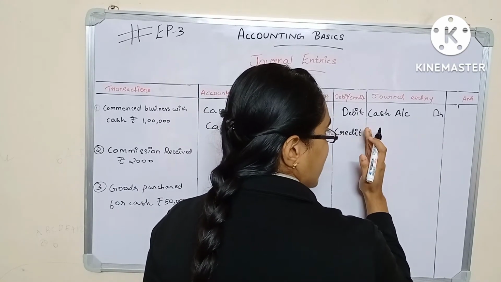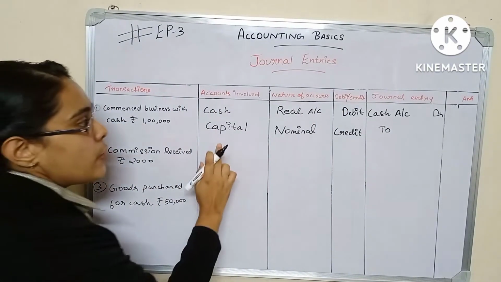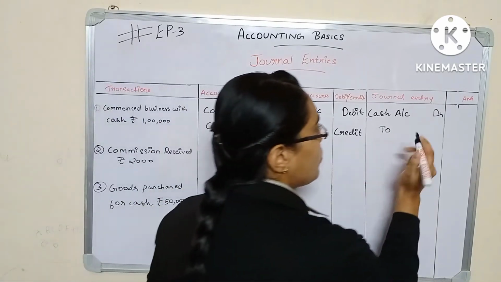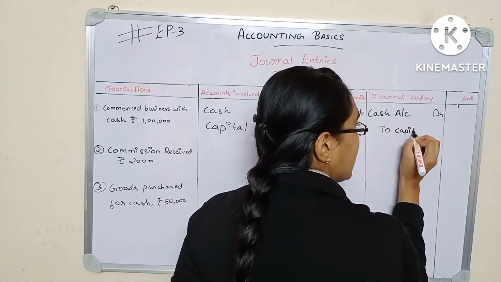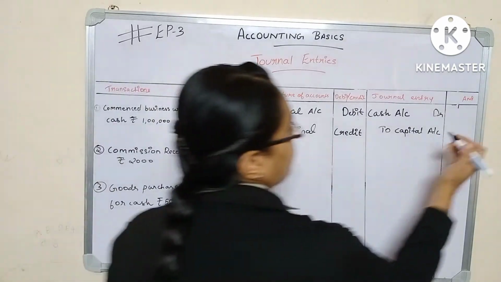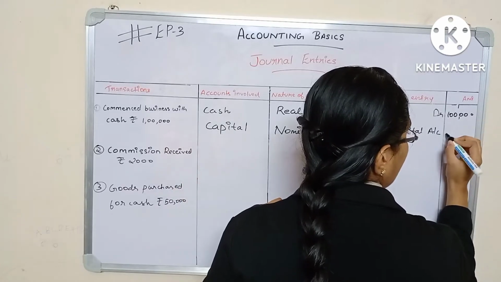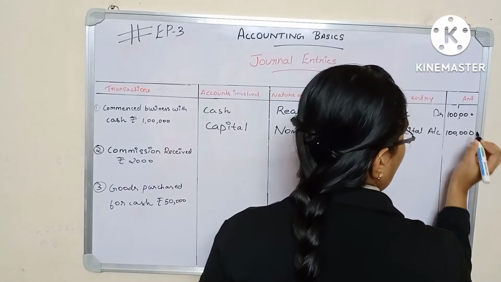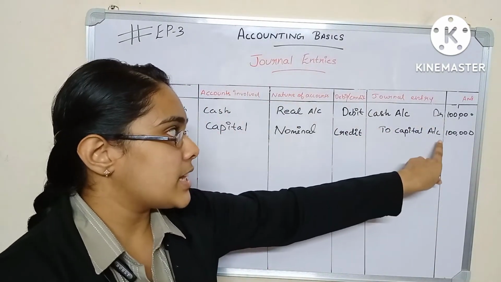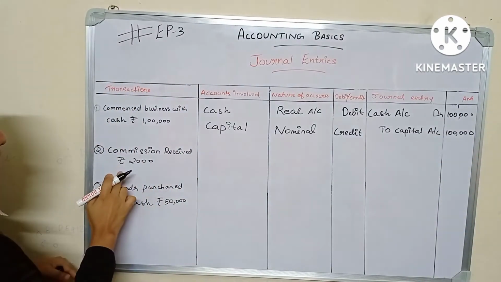From the left hand side, leave some space and write the credit aspect. Which account have you credited here? Capital account. So you should write 'To capital account'. Now write the amount. What is the amount here? 1 lakh. Here also I write 1 lakh. This is how you will write the journal entry: cash account Dr. to capital account, and you write the amount column.